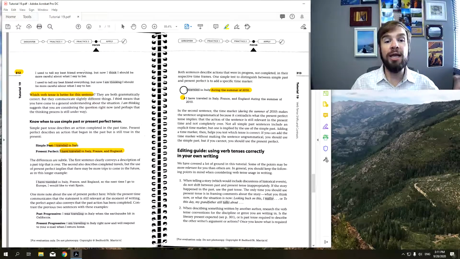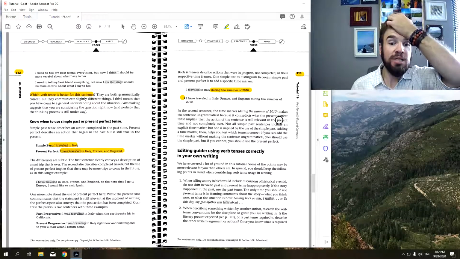So again, if you're unclear about present perfect or simple past, these two sentences are a great example on page 313. In the second sentence, the time marker, during the summer of 2010, makes the sentence ungrammatical because it contradicts what the present perfect tense tells us: that the action of the sentence is still relevant, connected to the present time, and not completely over.